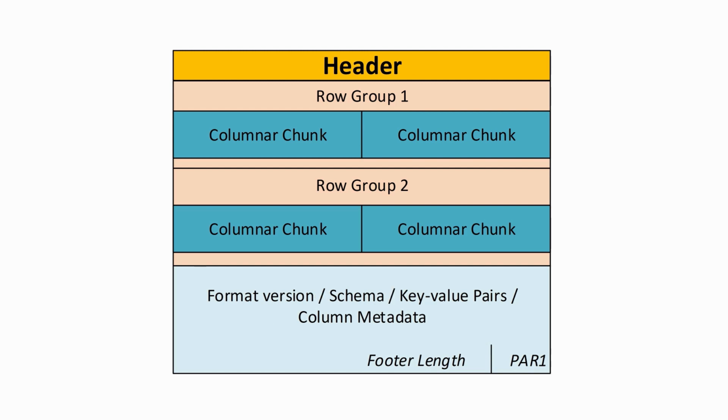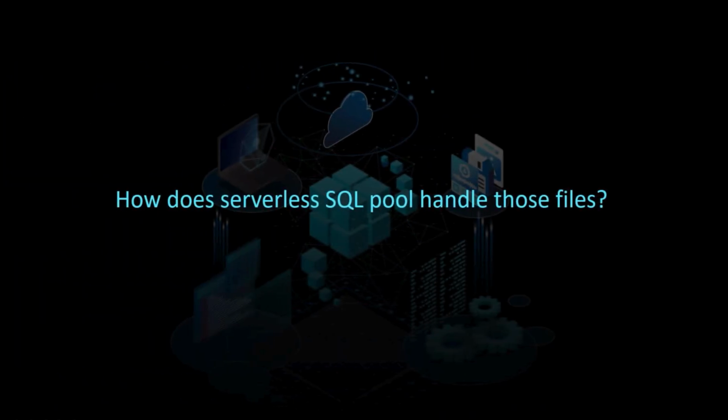And then there's another part, which is your data part, and your data part is constructed out of row groups. So you'll have a row group 1, for example here, row group 2, and each row group will contain columnar chunks, which means we can potentially read only row group 1 and only columnar chunk 1 based upon the metadata we have in a Parquet file. So, a quick question for Filip. How does Serverless SQL Pool handle these types of files?